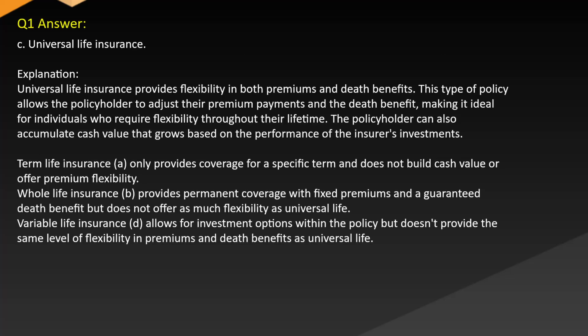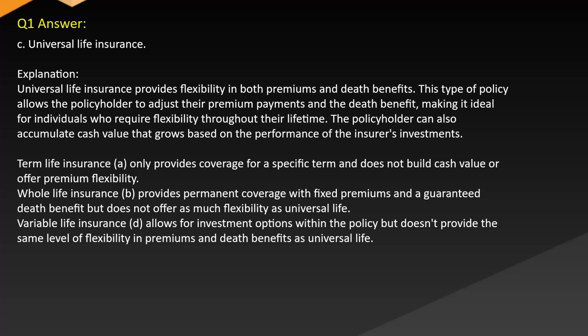Answer C. Universal life insurance. Explanation. Universal life insurance provides flexibility in both premiums and death benefits. This type of policy allows the policyholder to adjust their premium payments and death benefit, making it ideal for individuals who require flexibility throughout their lifetime. The policyholder can also accumulate cash value that grows based on the performance of the insurer's investments.